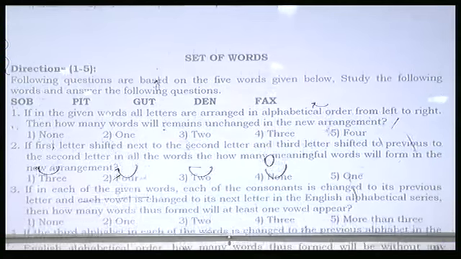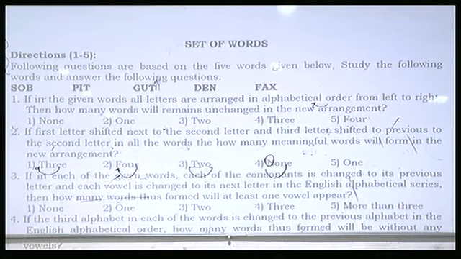Then set of words. They have given a very confusing one, set of words. Okay, set of words as SOB, PIT, GUT, DEN, FAX are the 5 words given. Then if in the words all the letters are arranged in the alphabetical order from left to right, then how many words will remain unchanged in the new arrangement?